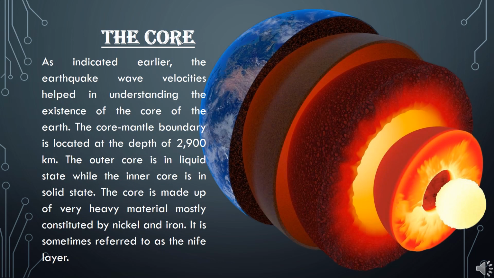Let's see what the core is made up of. As indicated earlier, the earthquake wave velocities helped in understanding the existence of the core of the Earth. The core-mantle boundary is located at a depth of 2,900 km. The outer core is in liquid state while the inner core is in solid state. The core is made up of very heavy material, mostly constituted by nickel and iron. It is sometimes referred to as the NIFE layer.